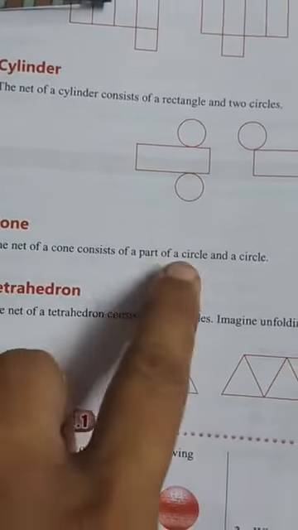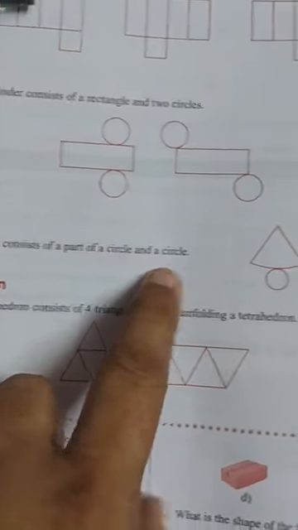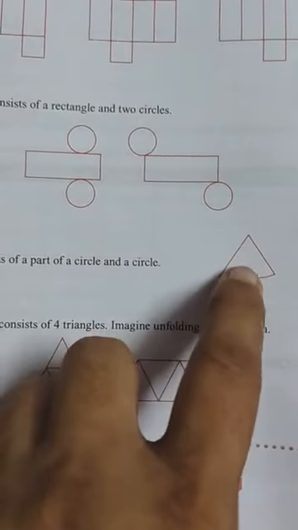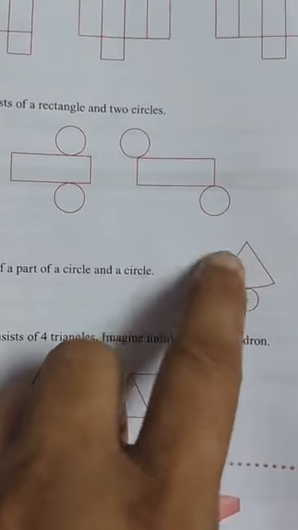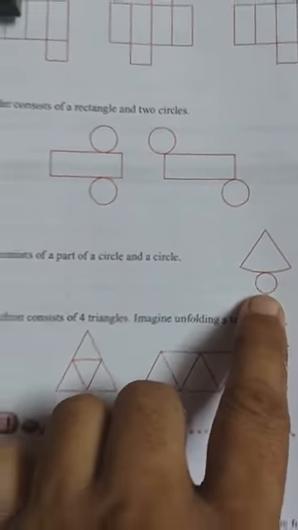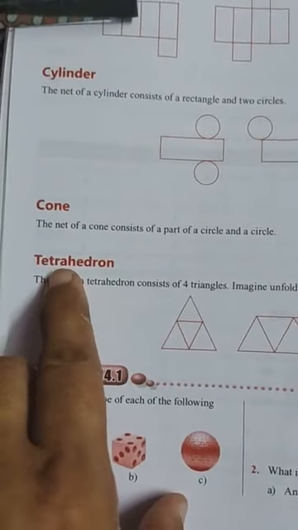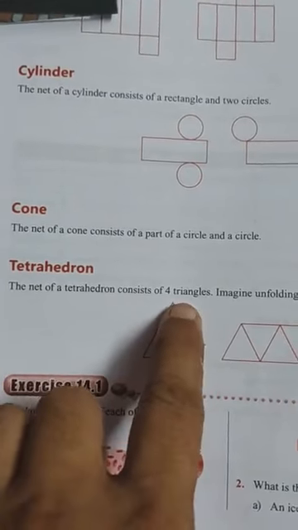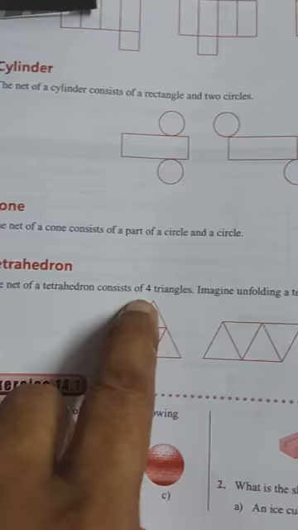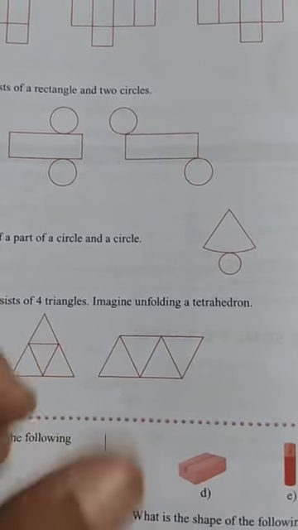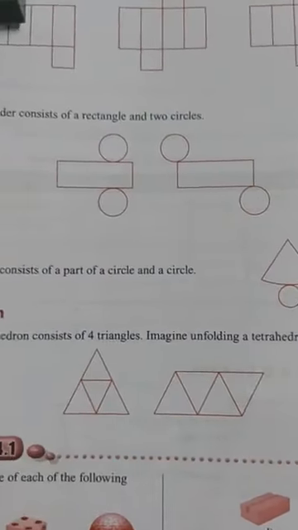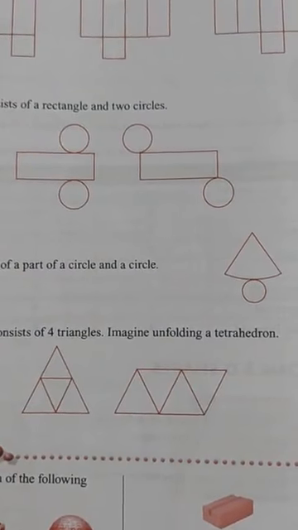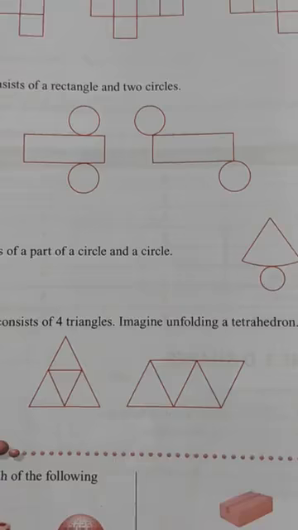Cone. It consists of a part of a circle and a circle. This is the part of a circle, maybe a sector of a circle. Okay, and this one is the circle. In the same way, tetrahedron. It consists of 4 triangles: 1, 2, 3, 4 triangles. When you imagine folding it, it may be shaped in the form of a tetrahedron, maybe you can say a pyramid type.